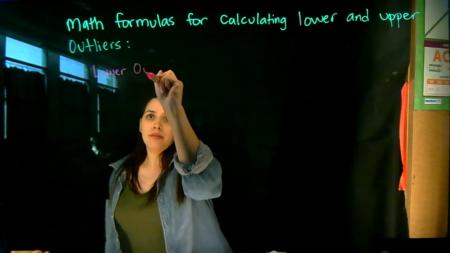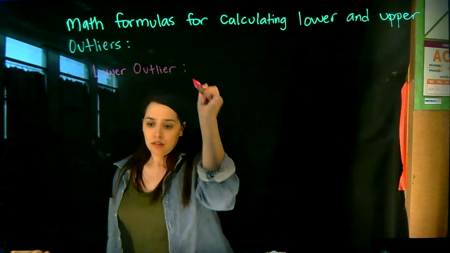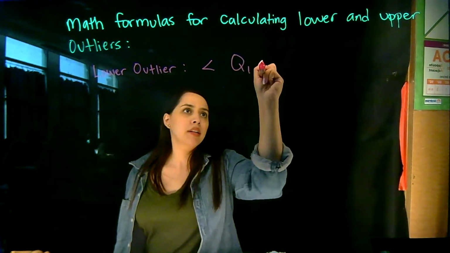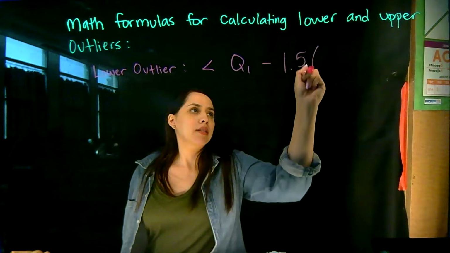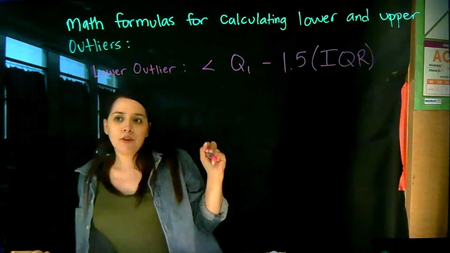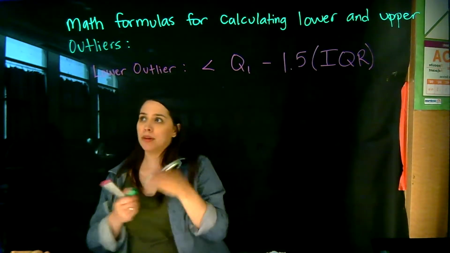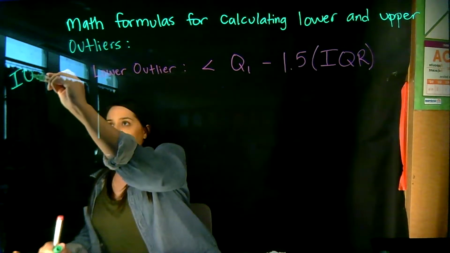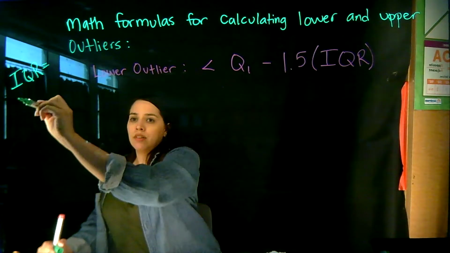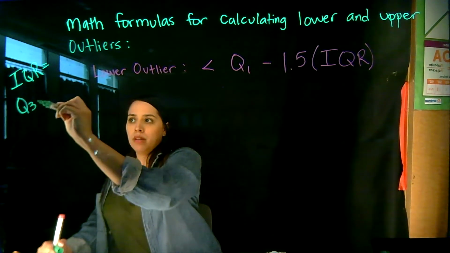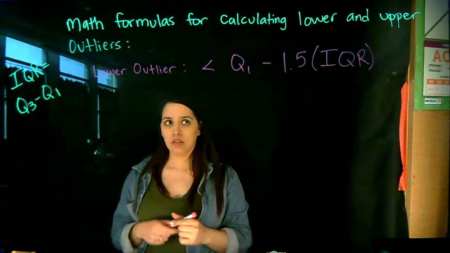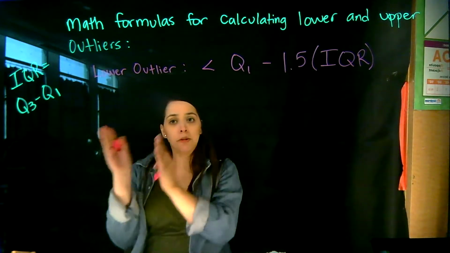Lower outlier. It would have to be less than quartile 1 minus 1.5 times the interquartile range. And then if you guys remember, the way you find the interquartile range, I'm going to put it on the side. Does anyone remember how you find the interquartile range? Say it out loud. Q3 minus Q1. All right, so that's if we're calculating for a lower outlier.